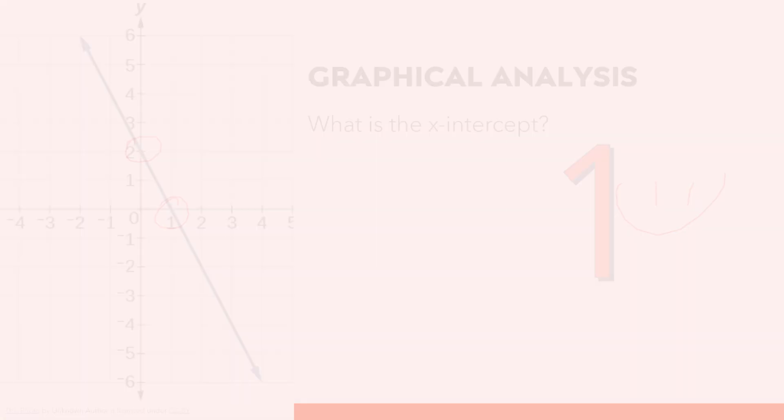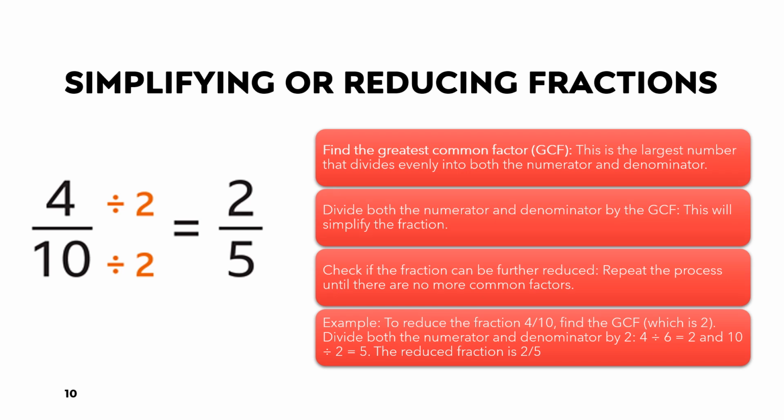The other thing that we hadn't looked at in a while is simplifying or reducing fractions. So here's just a quick review. First, you want to find the greatest common factor between the top number and the bottom number. And then you want to divide both the numerator, the top number, and the denominator, the bottom number, by the GCF. And this simplifies the fraction. So with 4 over 10, the greatest common factor is 2. 4 divided by 2 is 2. 10 divided by 2 is 5.